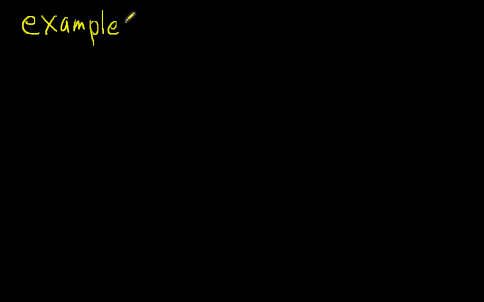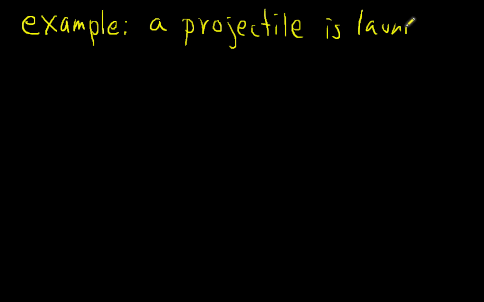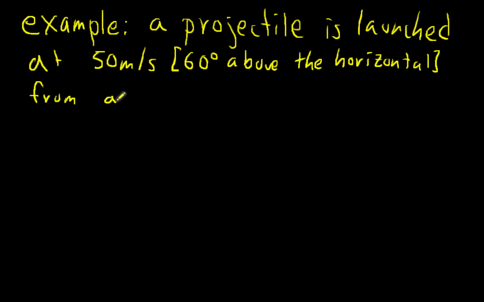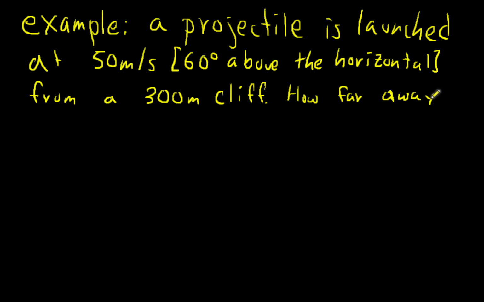Here's another example, this one a little bit harder. A projectile is launched at 50 meters per second at an angle of 60 degrees above the horizontal from a 300-meter cliff. How far away from the cliff does it land?